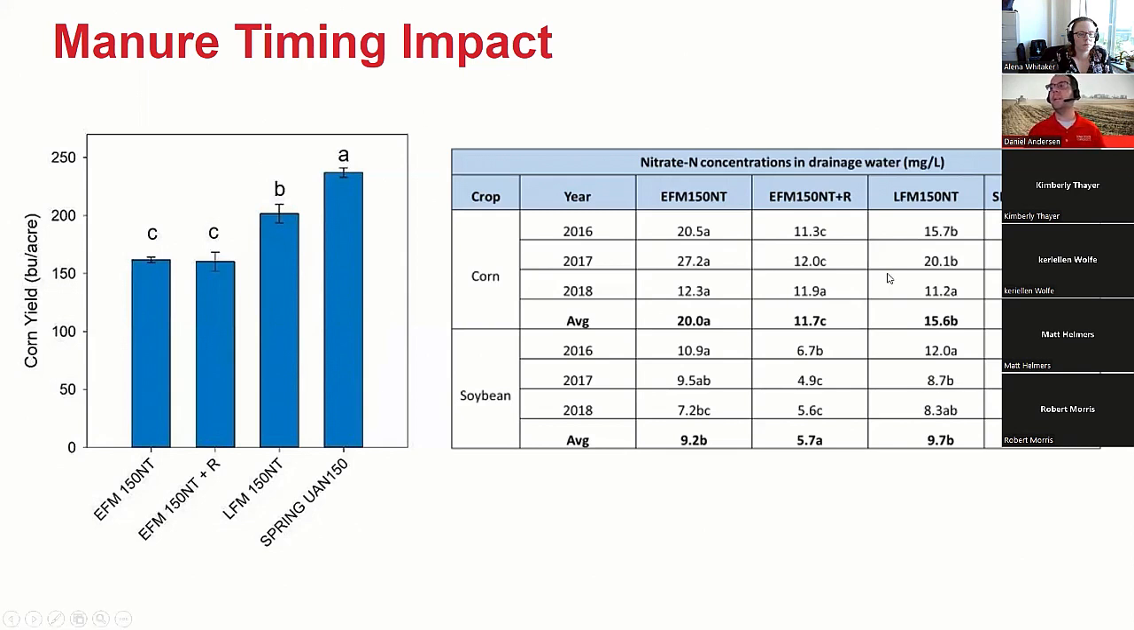I did want to point out a few of the water quality contamination concentrations, the nitrate concentrations in the tile drainage at those sites. Adding rye to our system, especially with early fall manure, did a great job of capturing that nitrate that was moving down to the tile line. We saw roughly a 50% reduction from having that rye compared to not having that rye.